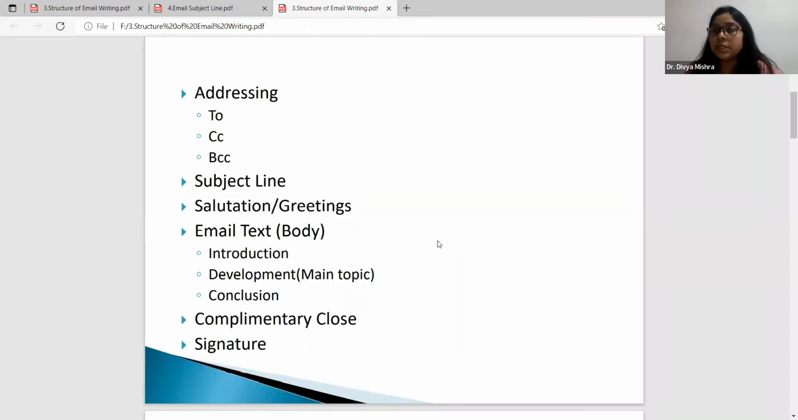And then last part is signature. Since it is in email, so that will be digital signature. You will write your name, you will write your organization's name, you will write your phone number. So these things will be written in the form of signature. Yes, Muhammad Ali, you are right. CC stands for carbon copy and BCC stands for blind carbon copy. Okay, so let's discuss these things one by one.